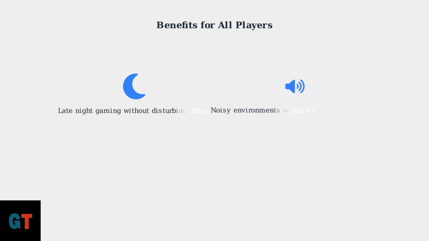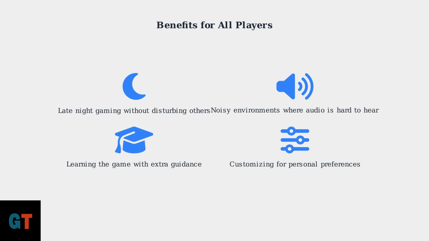Accessibility features benefit far more players than just those with disabilities. Late-night gamers can use visual cues instead of audio to avoid disturbing others. Players in noisy environments can rely on enhanced visual feedback when they cannot hear game audio clearly. New players often find accessibility features helpful for learning the game, as they provide additional guidance and clearer visual feedback. Many experienced players also customize these settings simply to match their personal preferences and playing style.